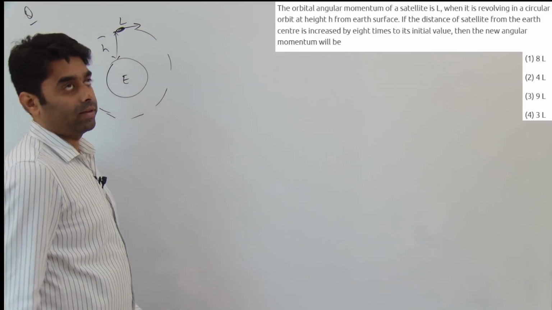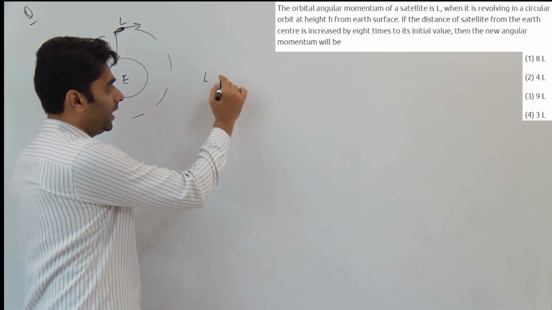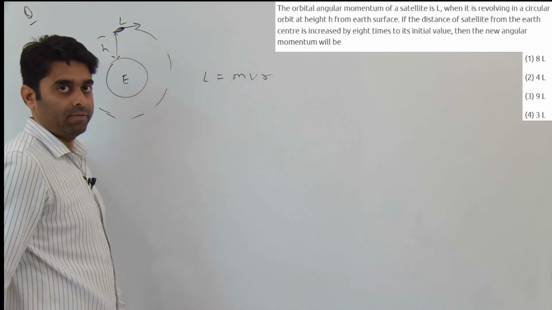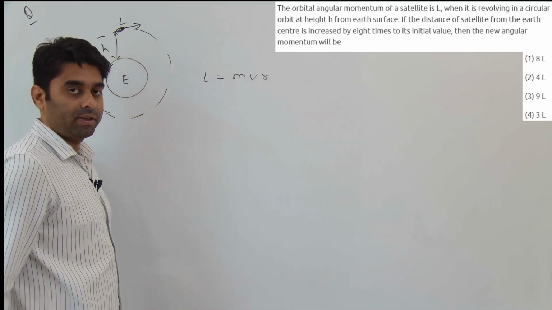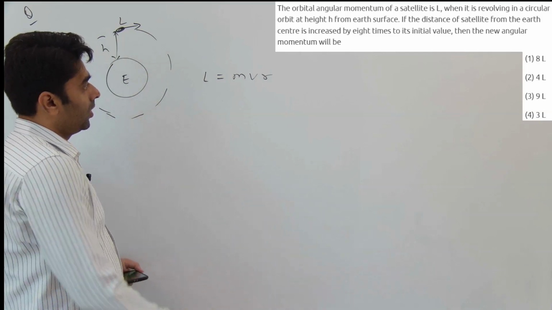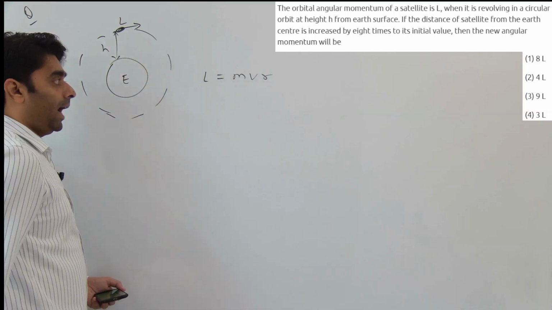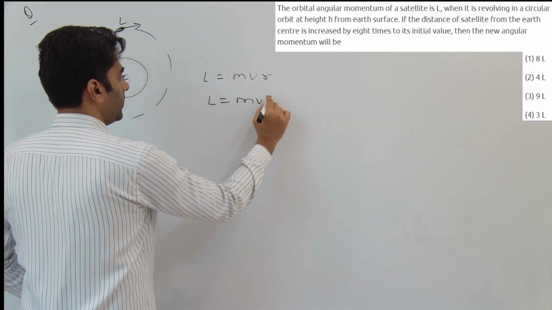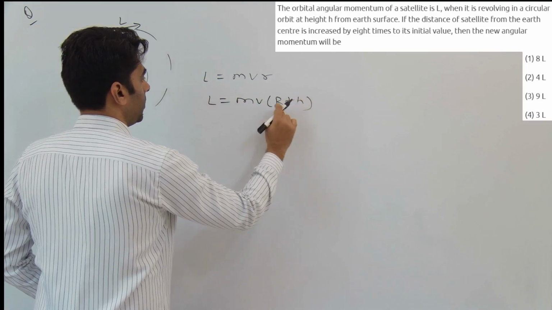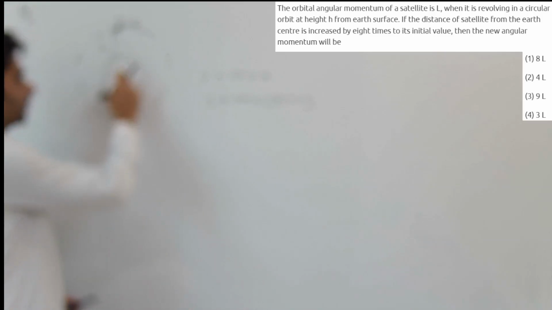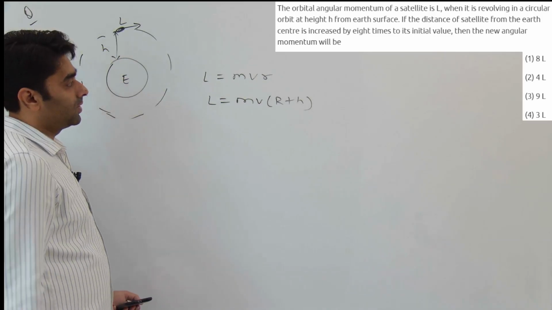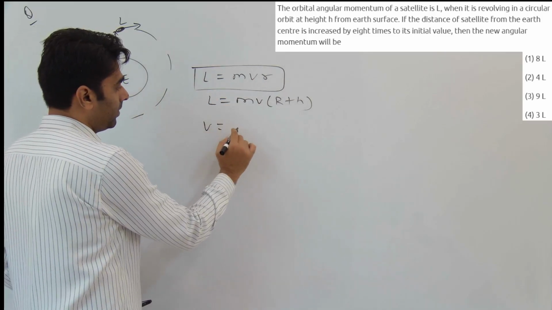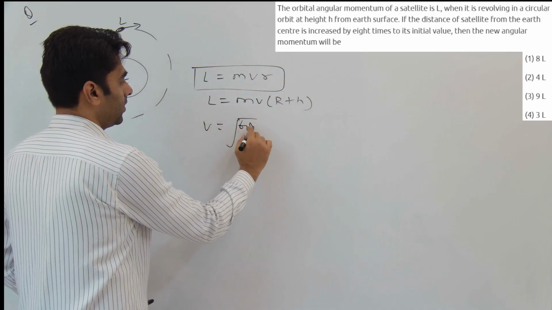Let us write down at this point how we will define it. So L will be what, beta? M into V into R. MVR, right? Angular momentum will be given as MVR. Now V is the orbital speed and R is the orbital radius, which I can also write as R plus h. I hope this is okay. Orbital radius is the distance from the center, so R plus h. This is what we got. Now what is our orbital speed? Orbital speed is given as root over G times mass of earth by radius.